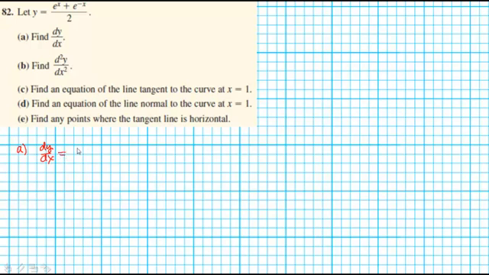The derivative of this, I'm going to pull the 1/2 out and then just look at the derivative of this inside. The derivative of e^x is e^x, and the derivative of e^(-x) is e^(-x) times a chain rule of -1. That equals 1/2 (e^x minus e^(-x)), or (e^x - e^(-x))/2.